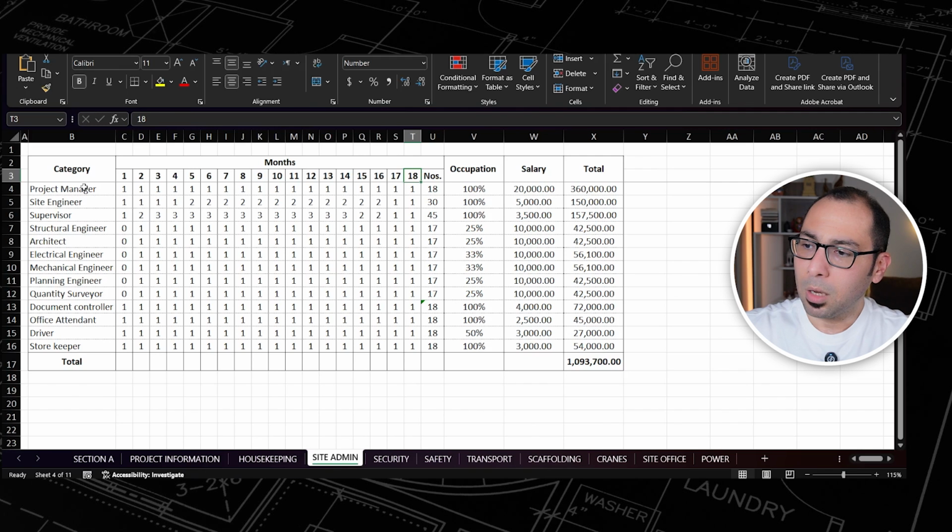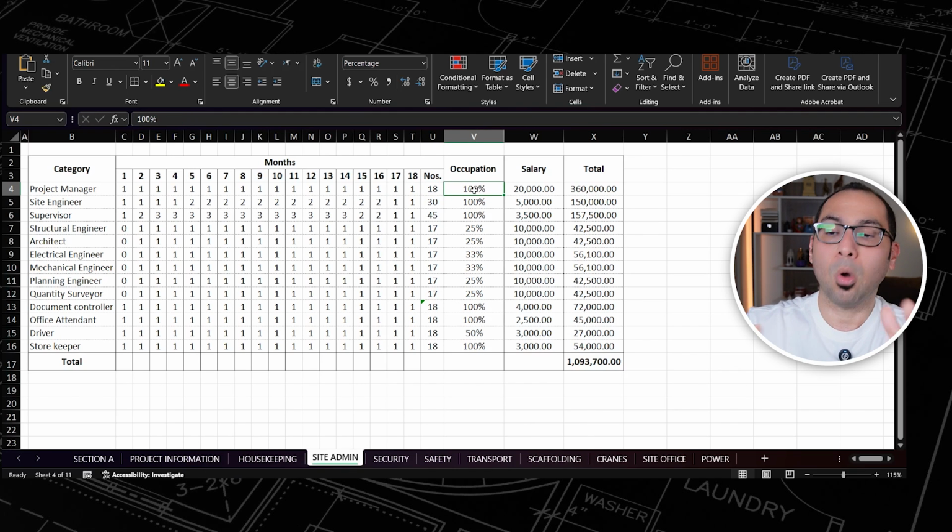And what I am doing here, for example, project manager, I need the project manager from the start of the project until the end of the project. So I need one project manager in the first month and in the second and in the third and so on up to month number 18. So I need to pay the salary of the project manager 18 times. And the occupation 100% because this project manager will be managing only this project. So this figure here is 100%, which means that he's working on this project full time.